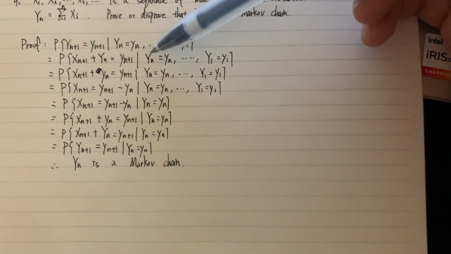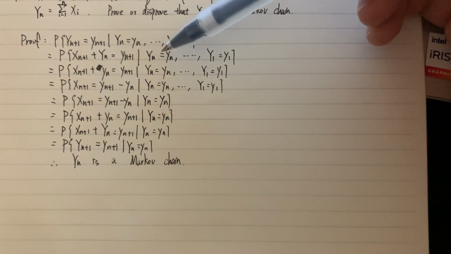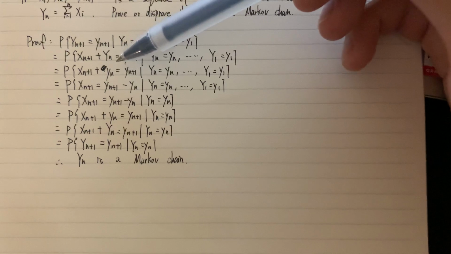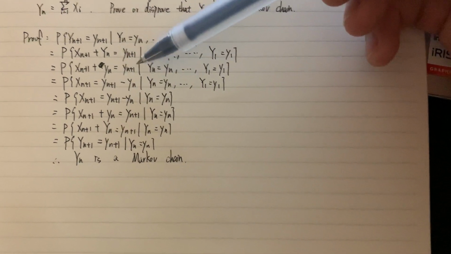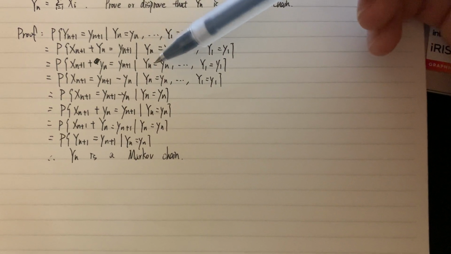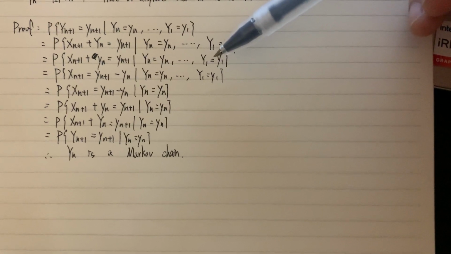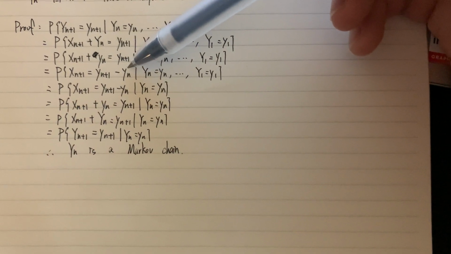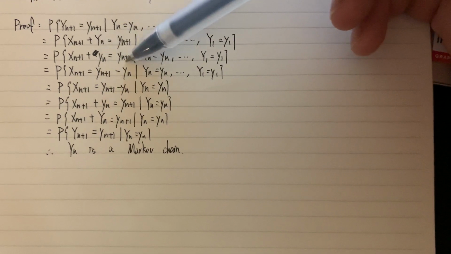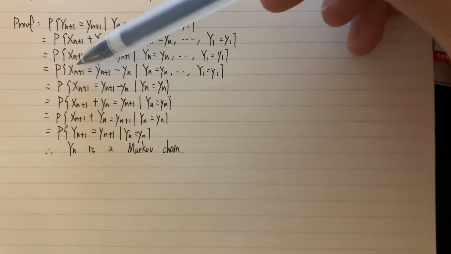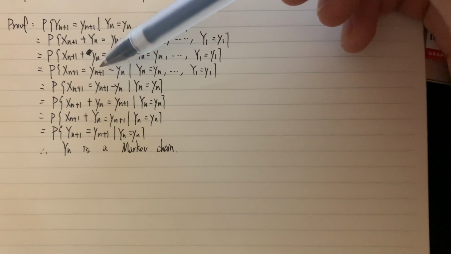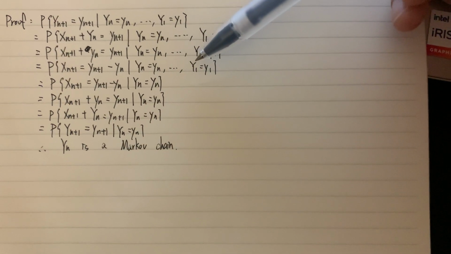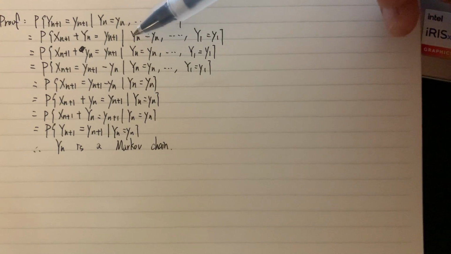So since capital Yn equals yn is given, we can change this equation to the probability of capital X of n plus 1 plus yn equals y of n plus 1, given capital Yn equals yn to capital Y1 equals y1. Then we just switch the yn to the right side of the equation. We will get the probability of capital X of n plus 1 equals y of n plus 1 minus yn, given capital Yn equals yn to capital Y1 equals y1.